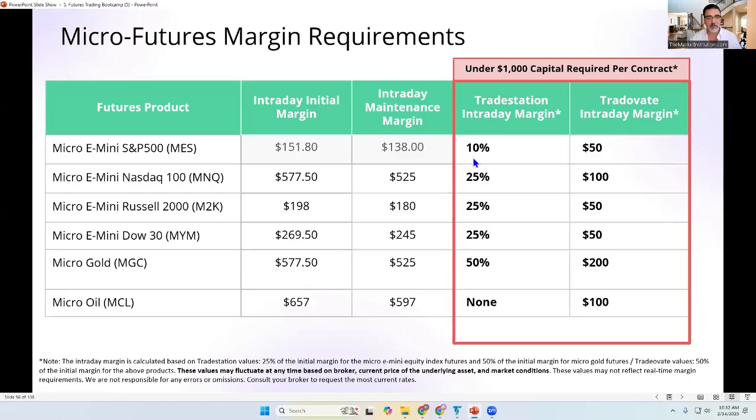But with TradeStation, all you have to have in your account in order to trade is 10% of the initial intraday margin. So 10% of 151 bucks, not bad. Okay. Trade Ovate, another example of a broker, wants $50 per contract. So you have to choose which broker and look at their intraday margins versus the overnight margins. Overnight margins will always be what the exchange requires, but the intraday margins will differ between brokers.